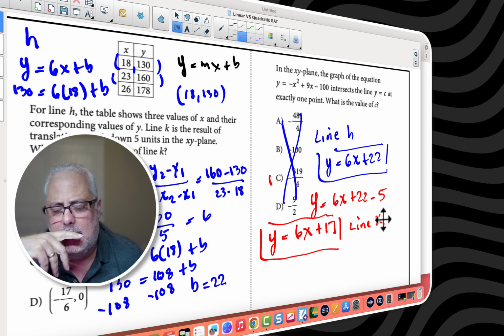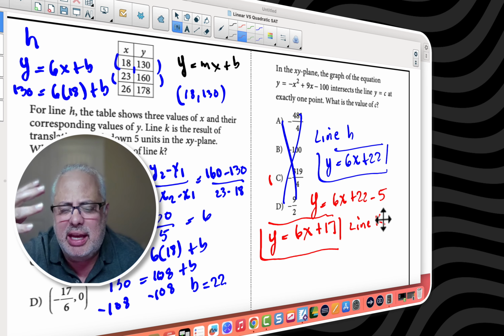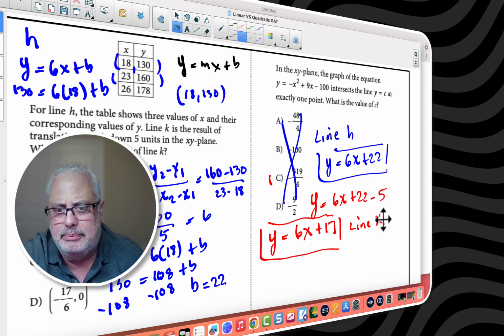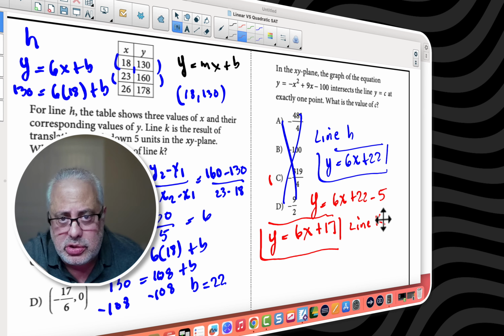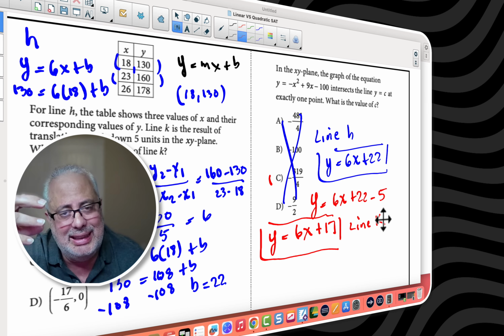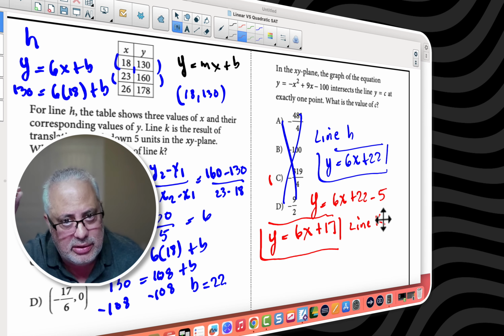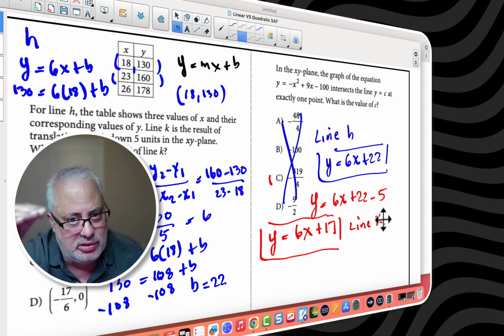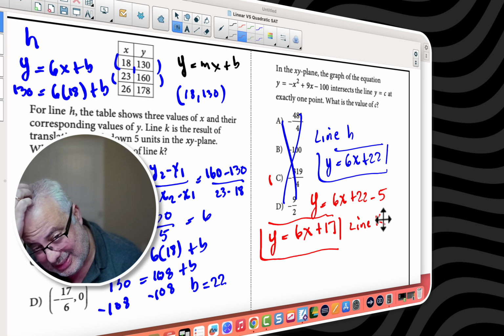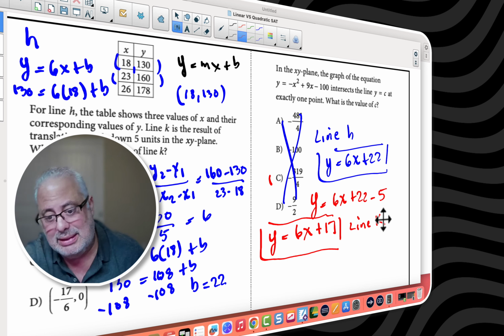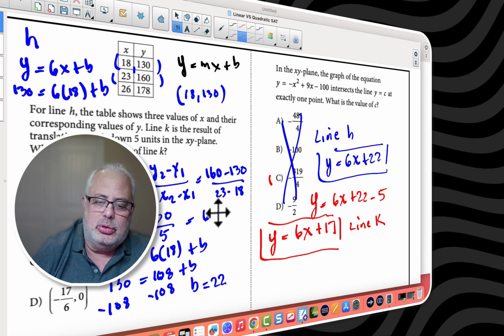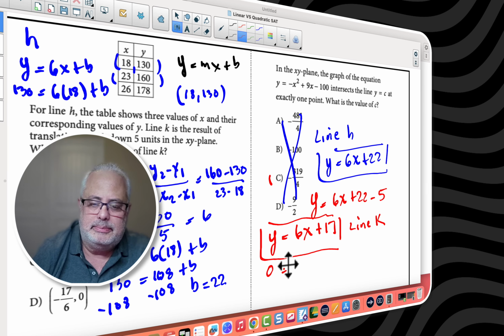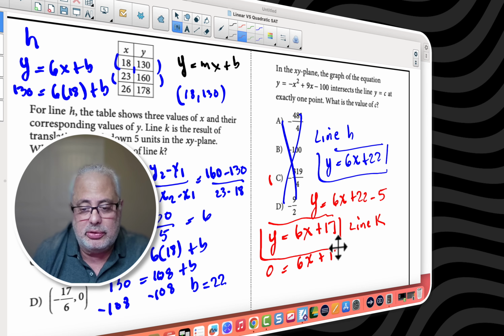6x plus 17. So what is the x-intercept of this line? The x-intercept is a point over the x-axis. The points over the x-axis, they follow the same format, x comma 0. So the y is 0. So we substitute the y by 0. And we solve for x.